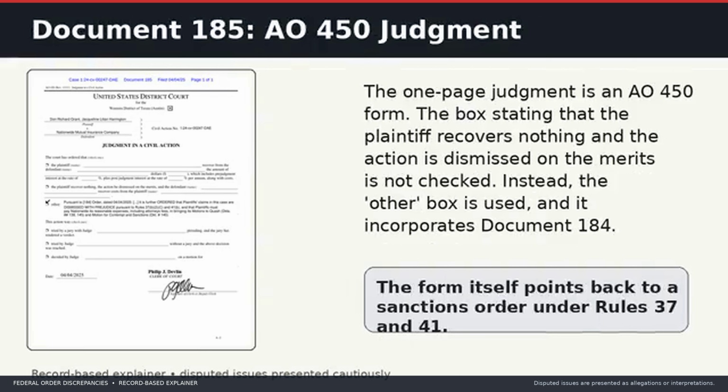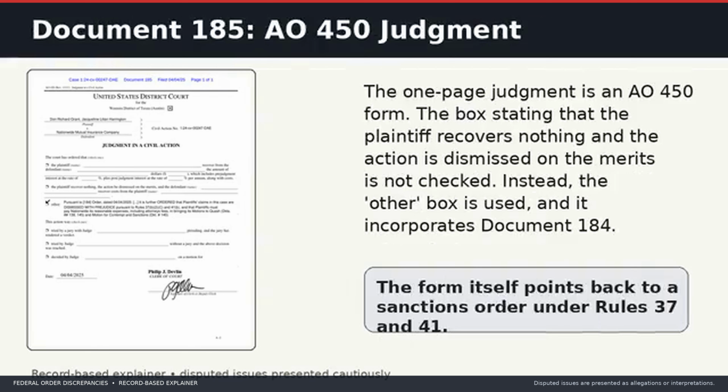Instead, the judgment uses "other" disposition and expressly states that it is entered pursuant to Document 184. It then identifies dismissal with prejudice under Federal Rules 37 and 41, together with express connection to the motions to quash and sanctions.